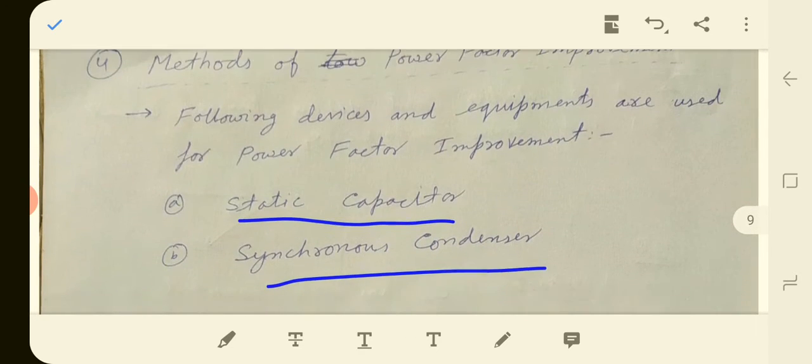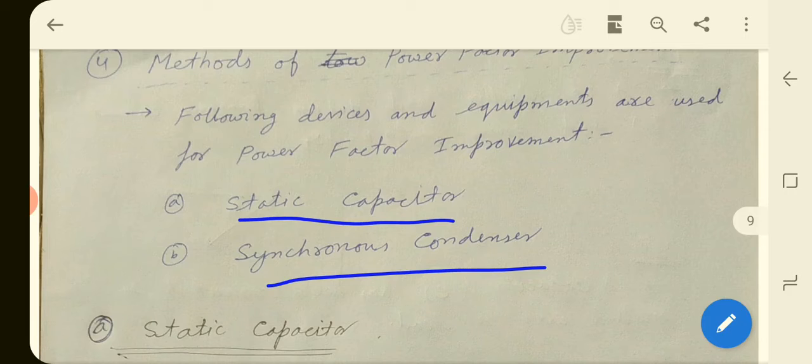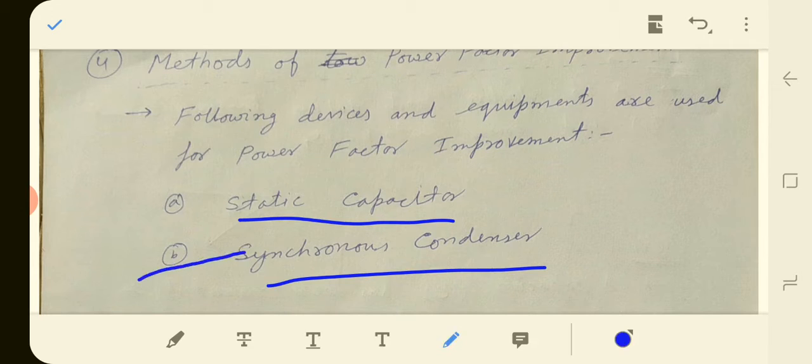In the next class we will discuss the synchronous condenser method.